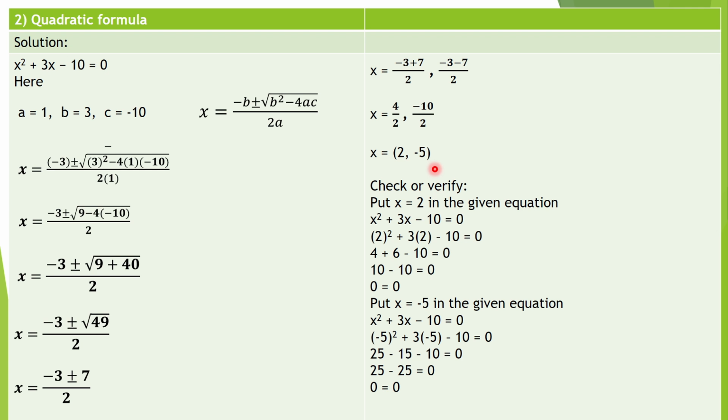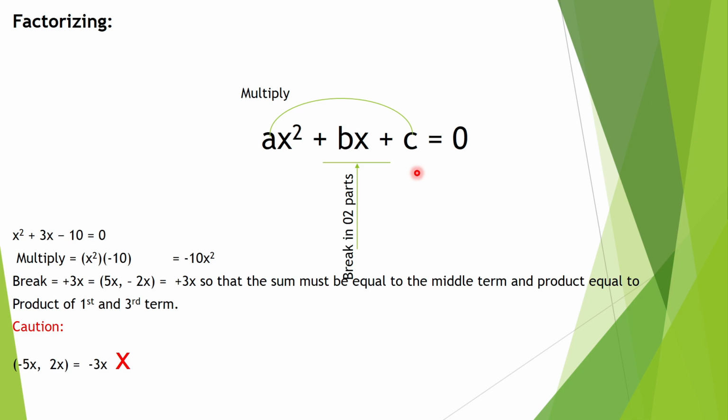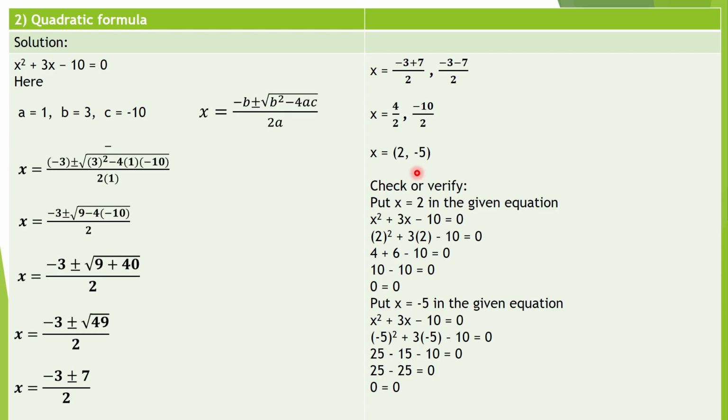It has the same solution as this. So both the methods give the same solution. So this was the second method of solving a quadratic equation, and you can also check whether your values are correct or not. If you put x equal to 2 in this equation, this must be equal to 0, and we have checked 0 equals 0, which is proved.